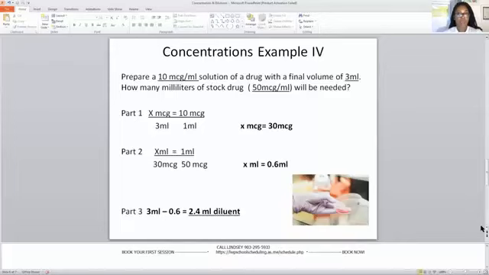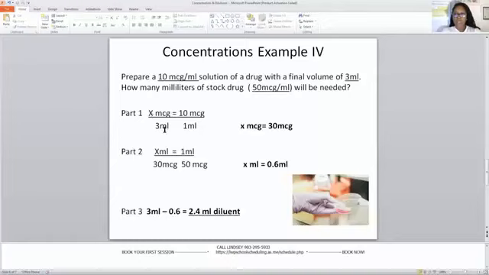Anybody know what we're going to do first? We're going to do what we've been doing. We are going to get our 10 micrograms, first formula that we see, per ml. Remember, I told you that whenever you don't see a number in front of here, you automatically assume that it's a 1. And we're going to take our 3 mLs and we're going to scooch it over here. We're going to solve for X micrograms. We're going to crisscross, multiply, and divide.